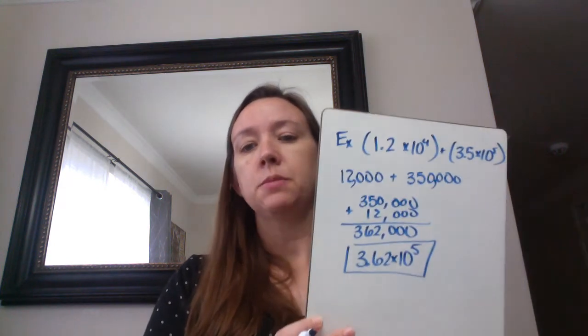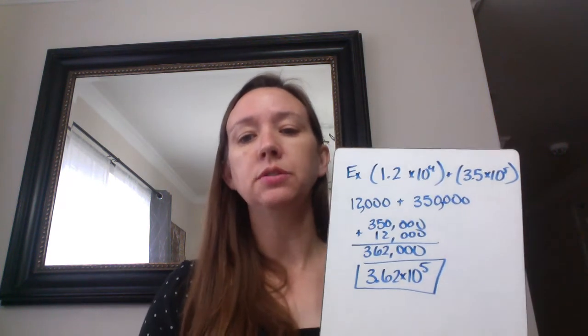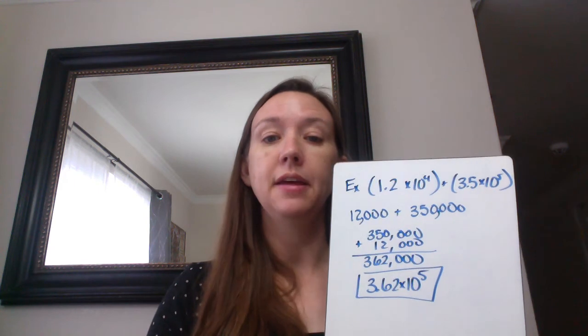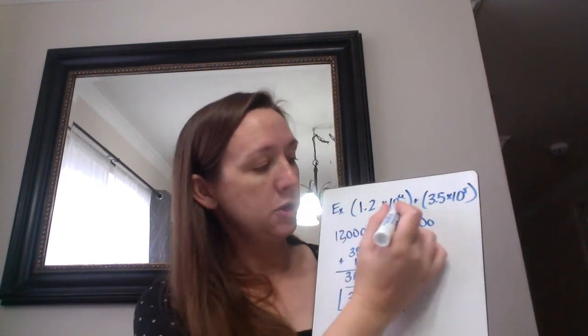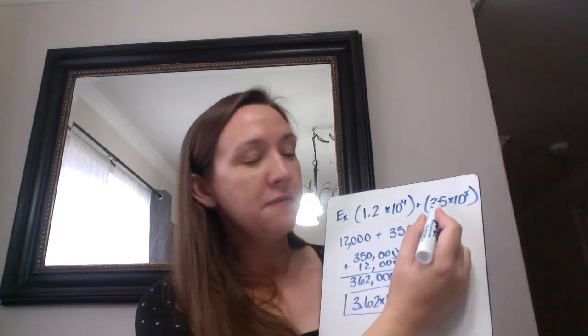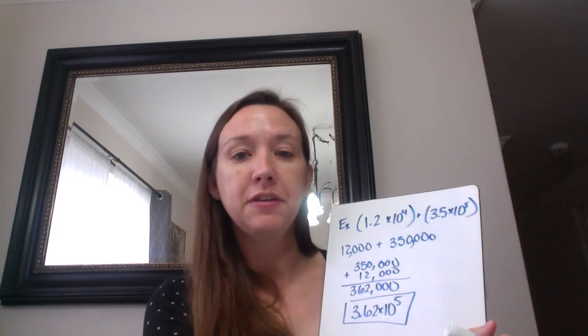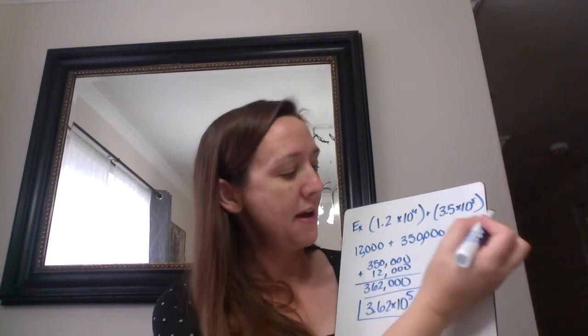Okay, so I'm showing you method 1. It might not be the method you chose, that's okay. I'll show you how to do method 2 in a second. So method 1, I changed 1.2 times 10 to the 4th into 12,000 by moving it 4 spaces. I changed 3.5 times 10 to the 5th into 350,000 by moving this 5 spaces.